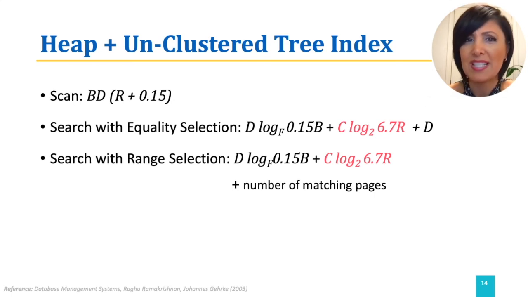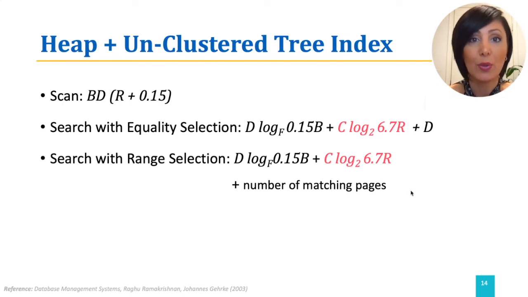Remember, we said that scanning through the unclustered tree index was expensive, right? When the range to cover in the search with range selection is large, covering the records in the range follows the same rule. So, when the range covers a considerable number of matching records, it might be less costly to perform the search using the sorted data record file.